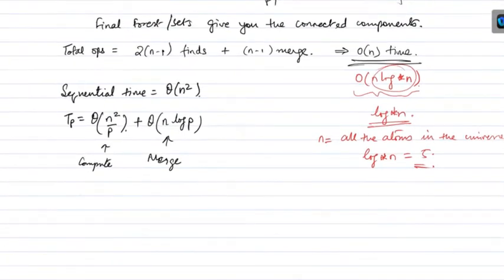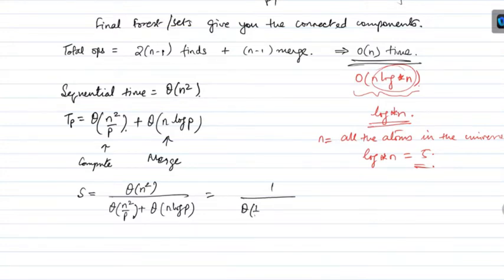So now what's your speed up? Speed up is sequential time by parallel time. So that's going to be theta n square divided by theta n square by p plus theta n log p. I can simplify this if I divide numerator and denominator both by n square. I'll get 1 upon theta 1 by p plus theta log p by n.